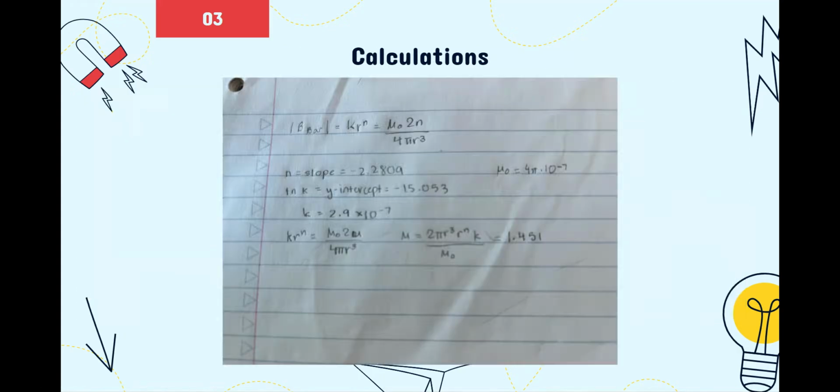Okay, so calculations. Using the y-intercept from the regression, I calculated k by taking e to the power negative 15.053, which gives 2.9 times 10 to the negative 7. Then, since on the axis of a dipole, the field equals mu naught over 4 pi times 2 mu over r cubed, I solved for the magnetic dipole moment mu, getting 1.451 ampere meters squared. The value was then used as the input for the GlowScript simulation.